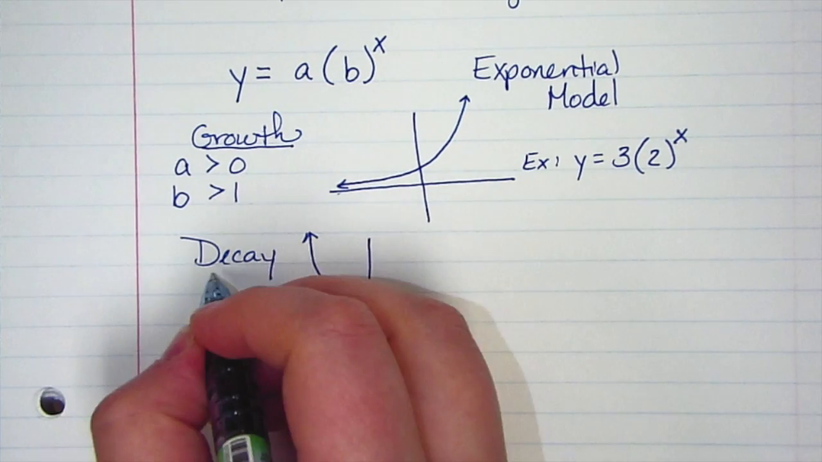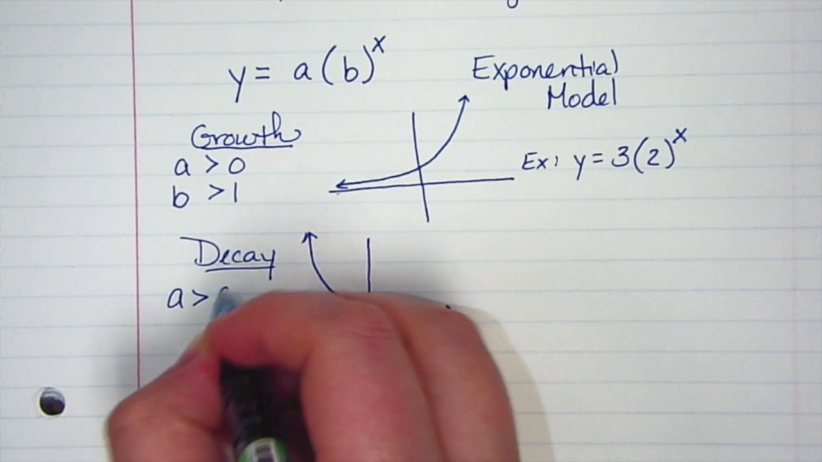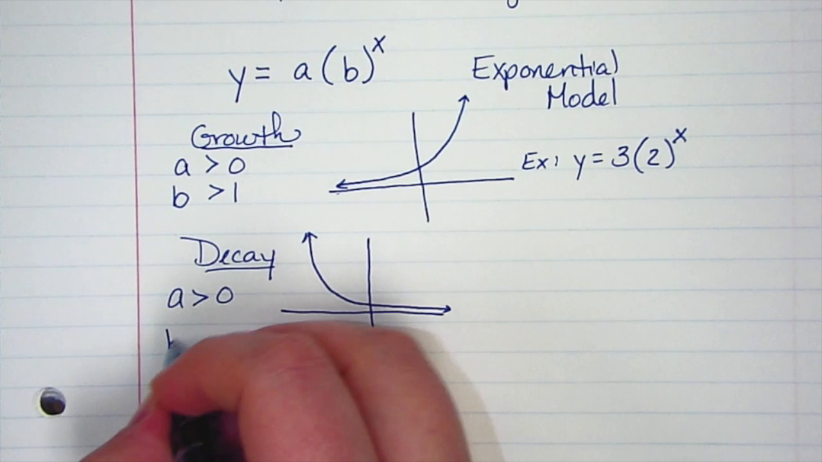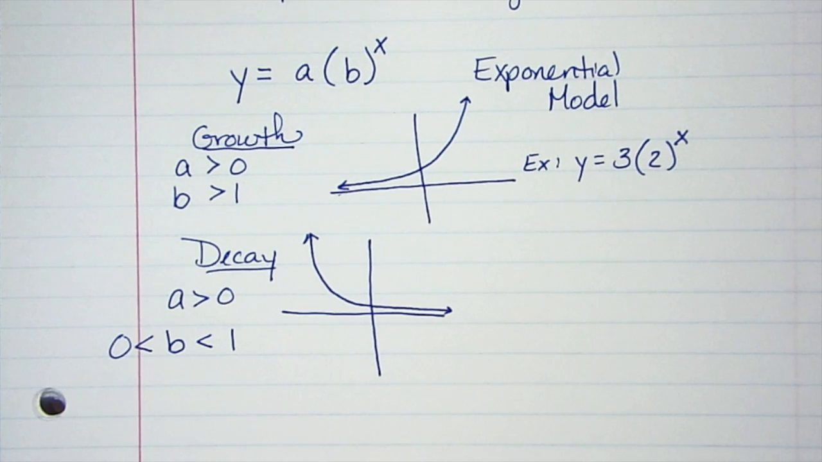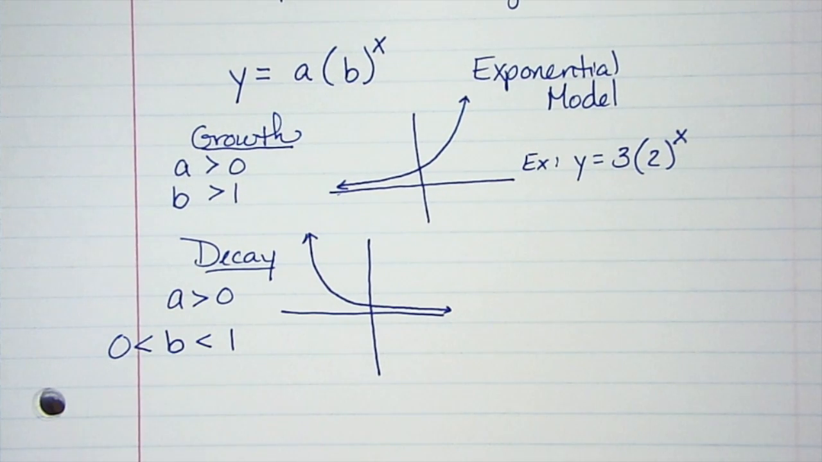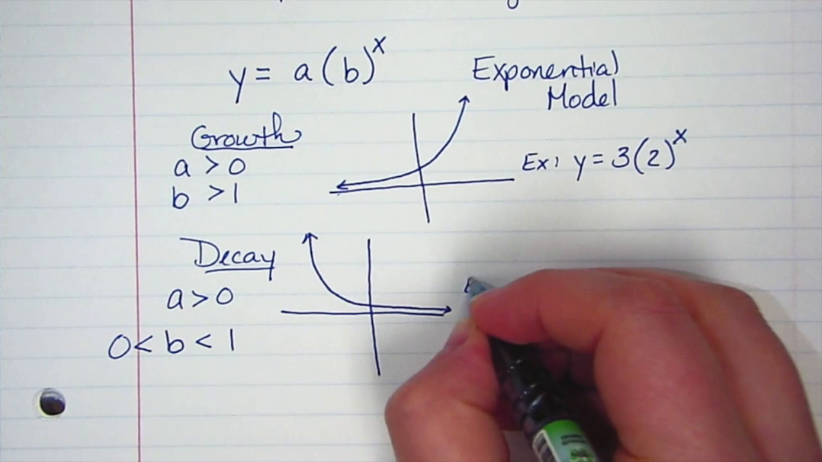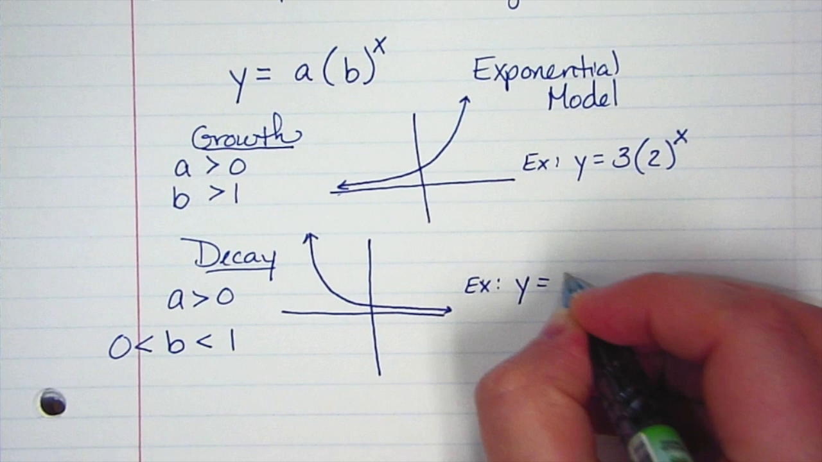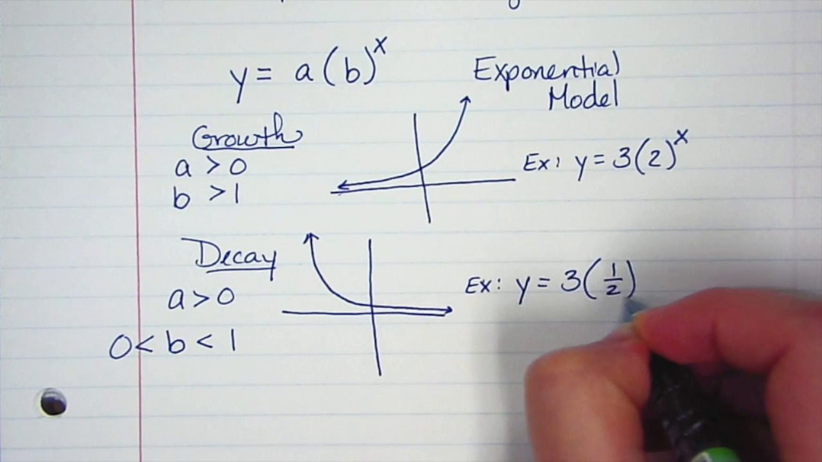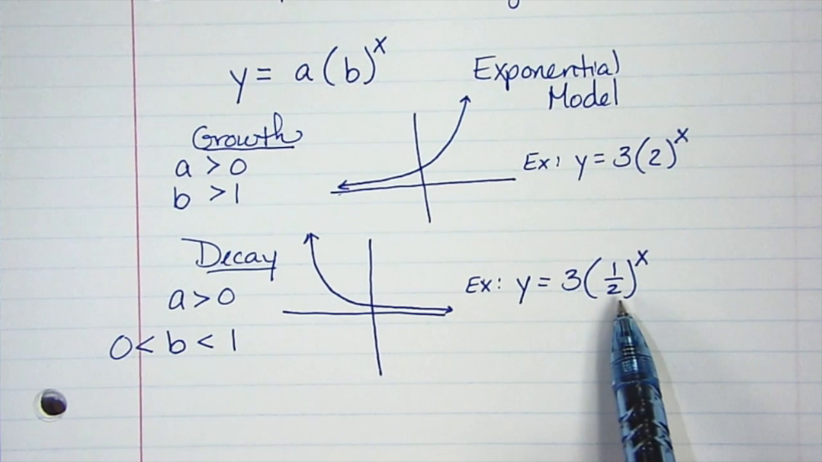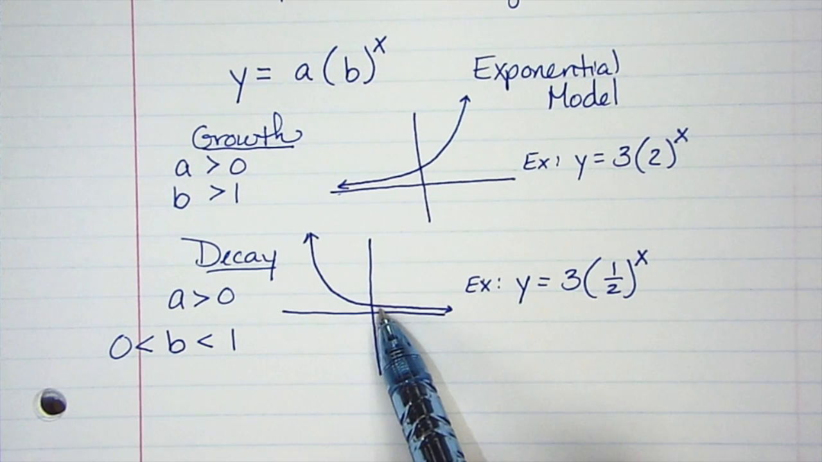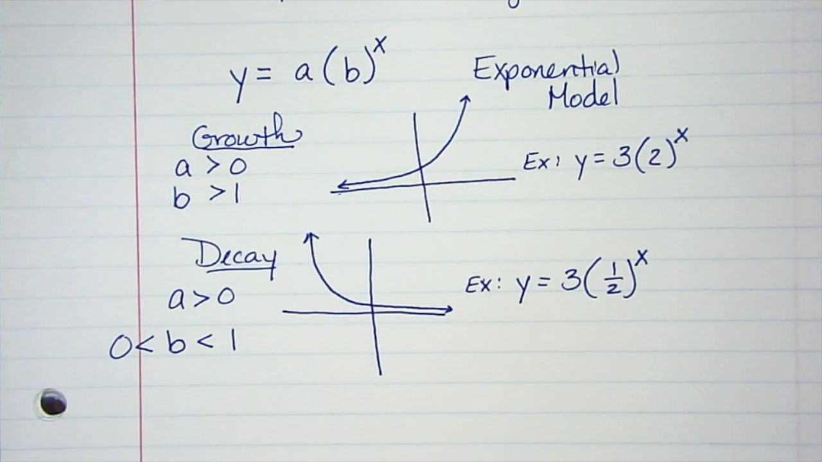For decay, we still want our a in the equation to be greater than 0, but our b is going to be less than 1 and greater than 0. What does that mean? Well, it's going to be a fraction or a decimal that's less than 1, essentially. So an example of this kind of an equation would be something like y equals 3 times 1/2 raised to the x power. Again, to be an exponential equation, the x will be up in the exponent. But because our b is between 0 and 1, this will represent a model of exponential decay.